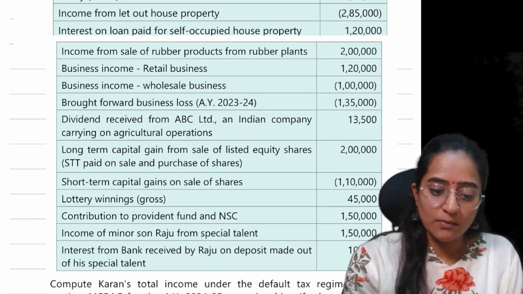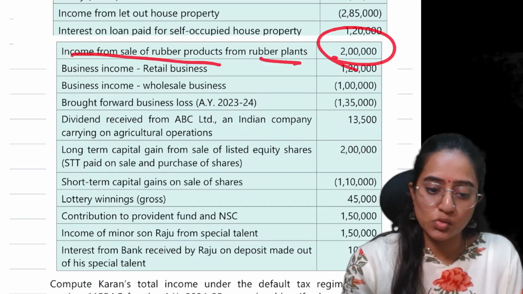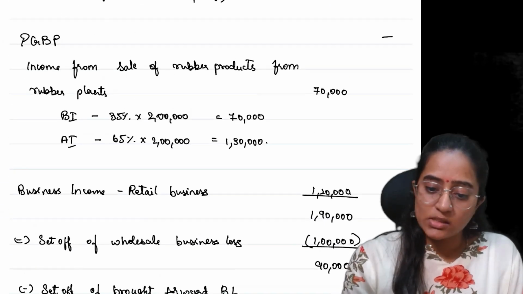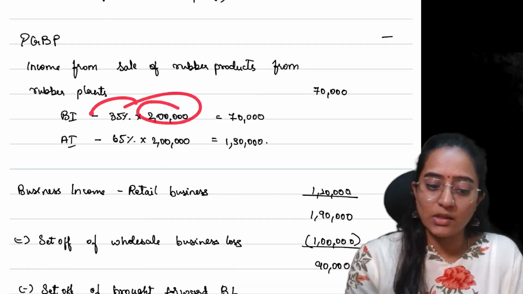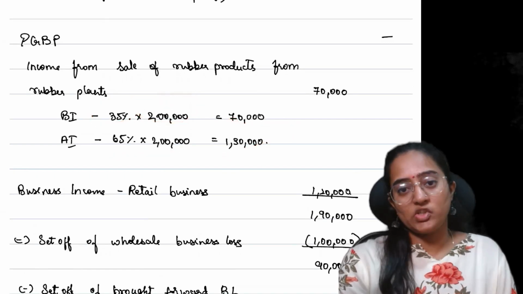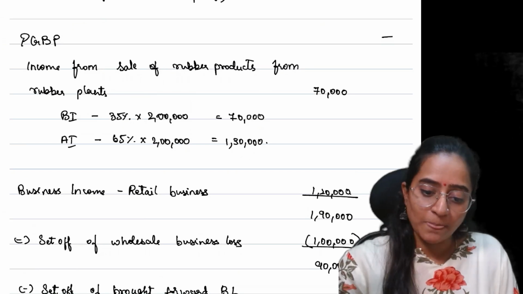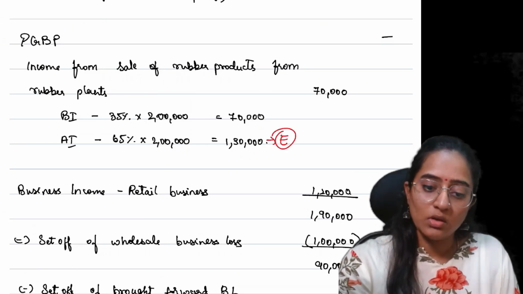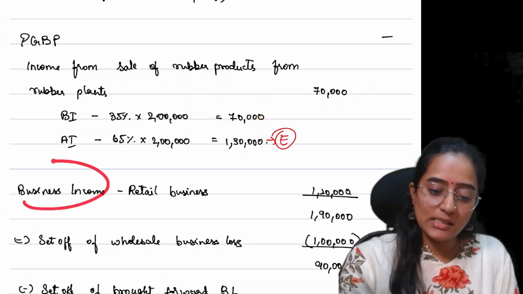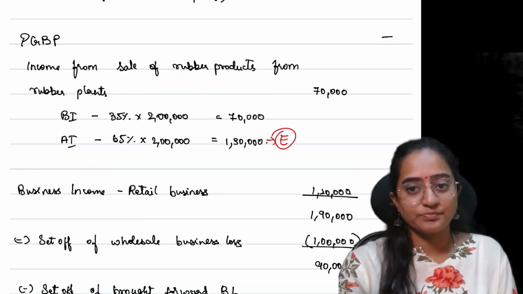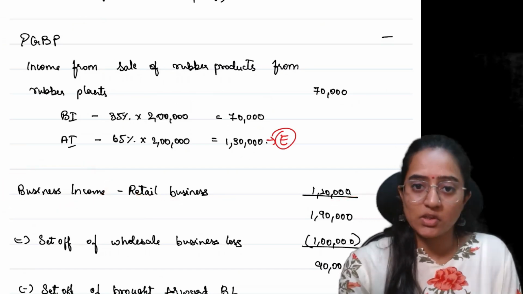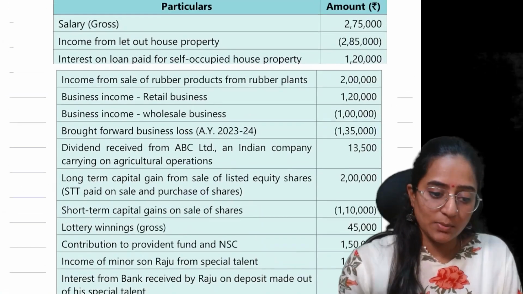Now, the next point is income from sale of rubber plants, which is 2 lakh rupees. So, how much is it going to be? Out of this total 2 lakh rupees, 35% is the business income, and the remaining 65% is agricultural income, which is exempted, so not taxable. So the 70,000 becomes taxable. Business income from the retail business, given in the question, is 1,20,000. It is going to be taxable.